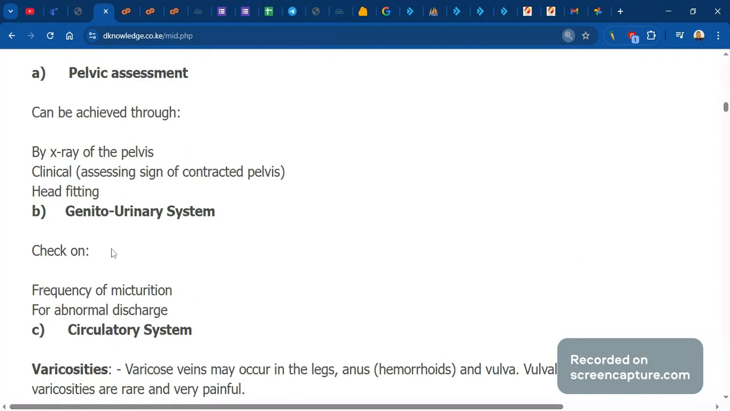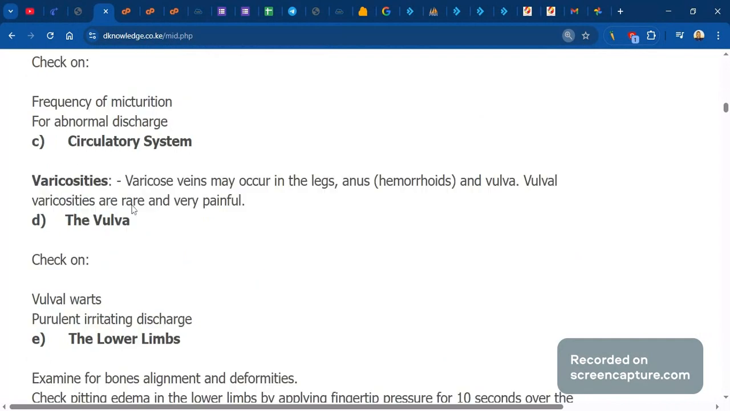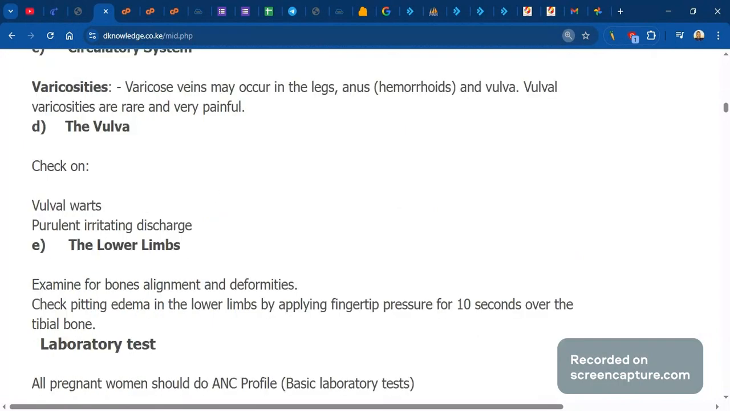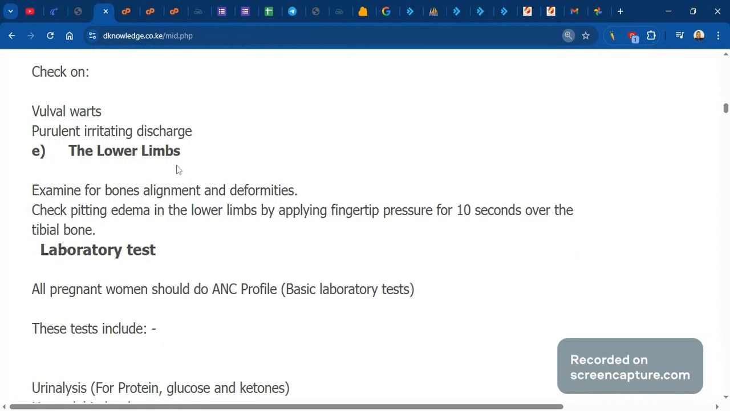Okay. Now, genitourinary system, you check on the frequency of micturition and vaginal discharge. Circulatory system, check on varicosity; varicose veins may occur in the legs, anus, hemorrhoids, and vulva. Those of the vulva are rare and very painful. So we have things to do with the vulva, like vulval warts, purulent, irritating discharge. And then the lower limb, you just check on the bones' alignment and deformity. If you have any deformity, you need to report. Check for pitting edema in the lower limbs by applying fingertip pressure for 10 seconds over the tibial bone. You can do it on the tibial bone or the medial malleolus.